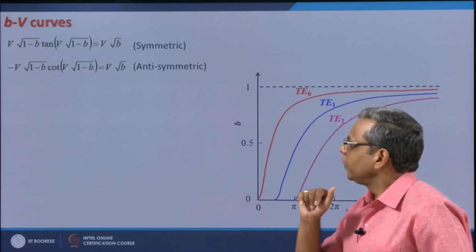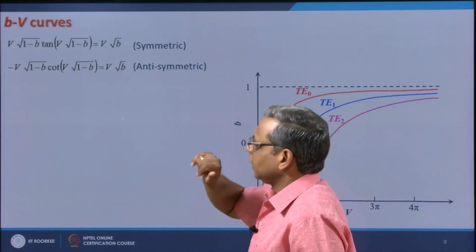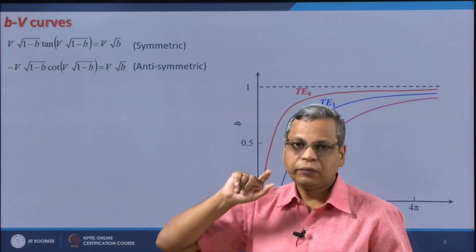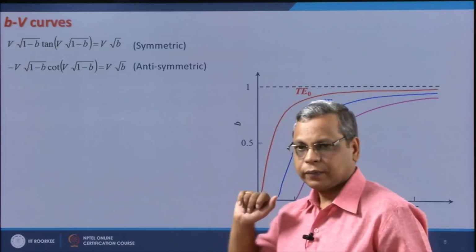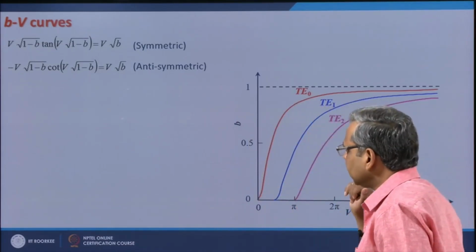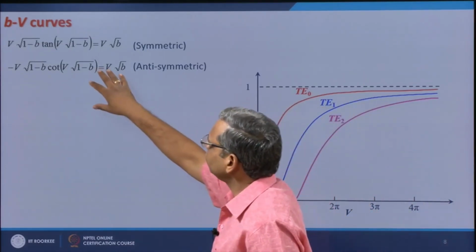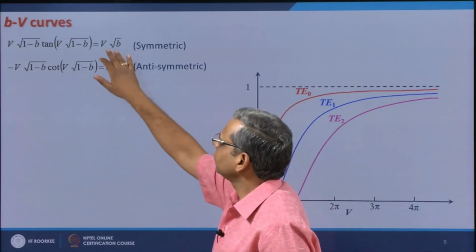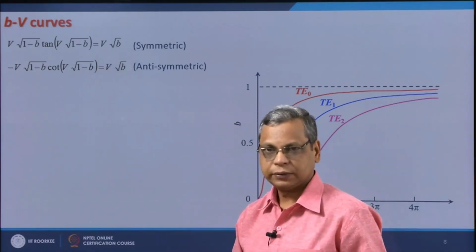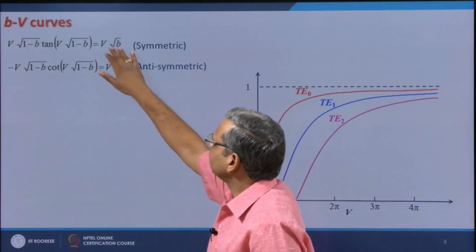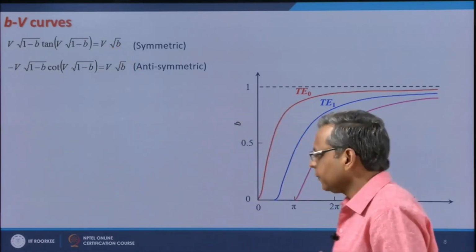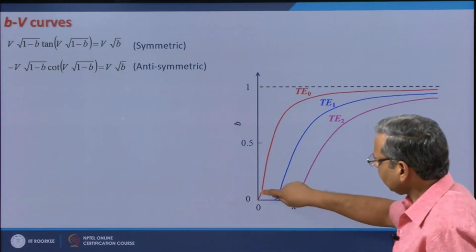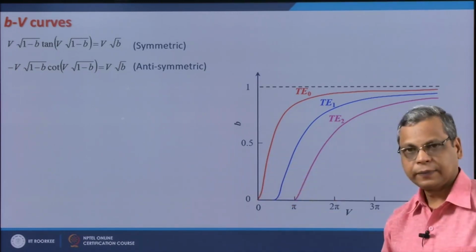When I do this, as long as the value of V is less than pi by 2, I see that there is no root coming out from this equation and there is only one root coming out of this equation. I find out that root for different values of V and plot it. It goes something like this.